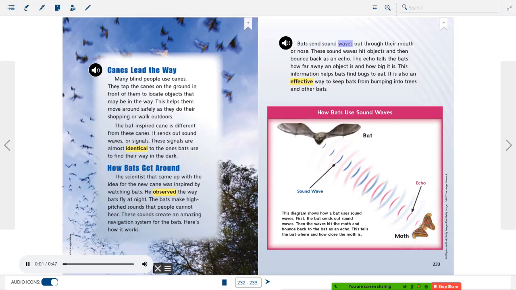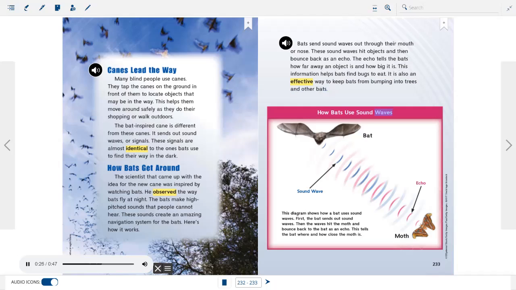Bats send sound waves out through their mouth or nose. These sound waves hit objects and then bounce back as an echo. The echo tells the bats how far away an object is and how big it is. This information helps bats find bugs to eat. It is also an effective way to keep bats from bumping into trees and other bats.